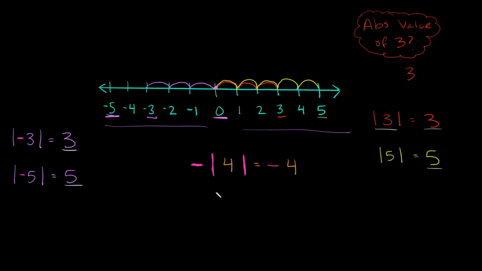Let's do one more here. What if we had the absolute value of -4, but again, let's put a negative sign out here. What would this be? Again, let's just start with these absolute value bars. What's the absolute value of -4? That would be 4. But again, we have this negative sign on the outside of these absolute value bars. Since it's out here on the outside, we have to keep it. So the negative absolute value of -4 would be -4.